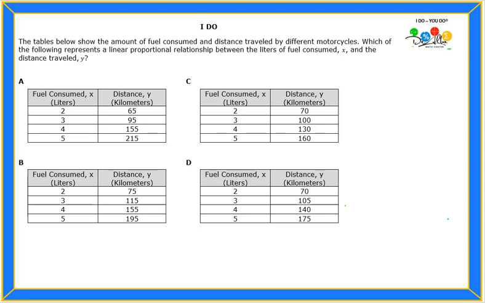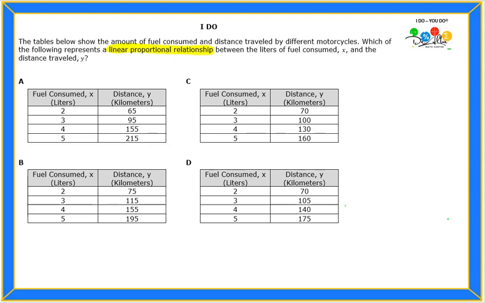Hello students, let's read the problem. It says, the tables below show the amount of fuel consumed and distance traveled by different motorcycles. Which of the following represents a linear proportional relationship between the liters of fuel consumed, X, and the distance traveled, Y? So what is it that I'm looking for? A linear proportional relationship. They're not really giving us numbers in the problem. The numbers are actually on the tables, right? But they want to find out which one gives us a linear proportional relationship.